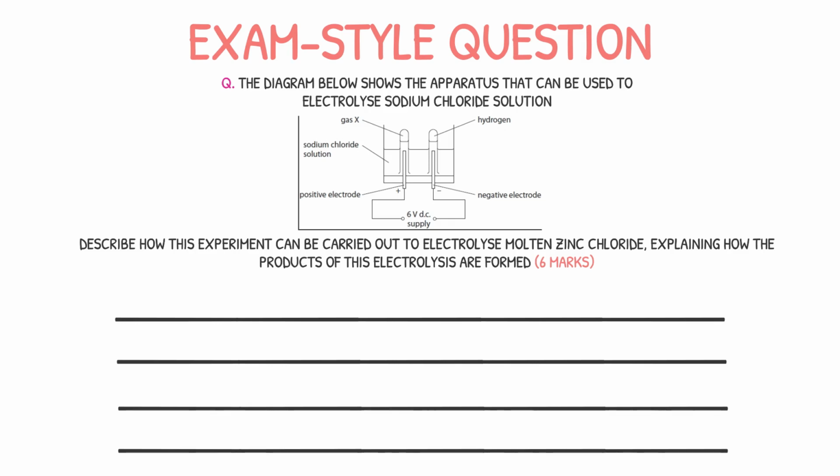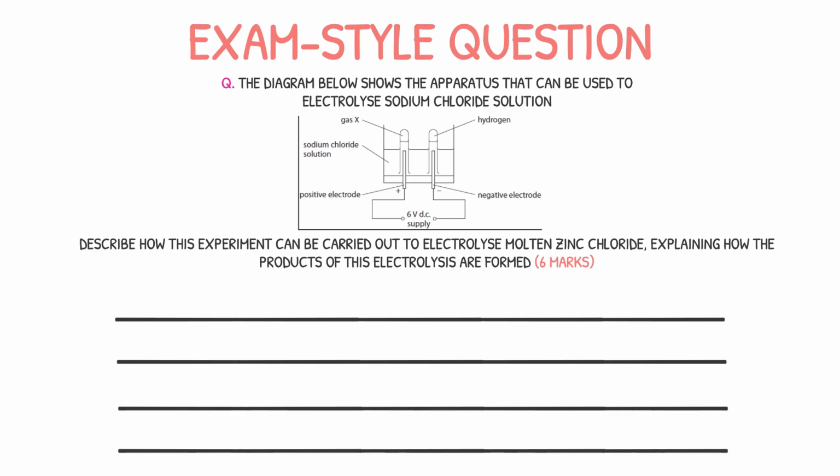The question itself consists of 2 parts. The first part must describe how electrolysis is carried out, and the second part must explain how the products are then formed. It's important that your answer covers both of these parts to achieve the full marks here.